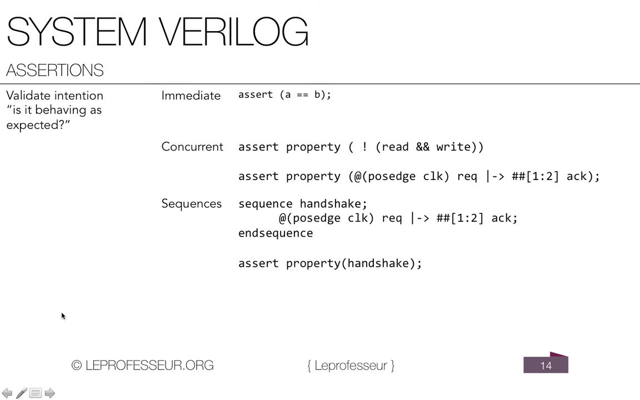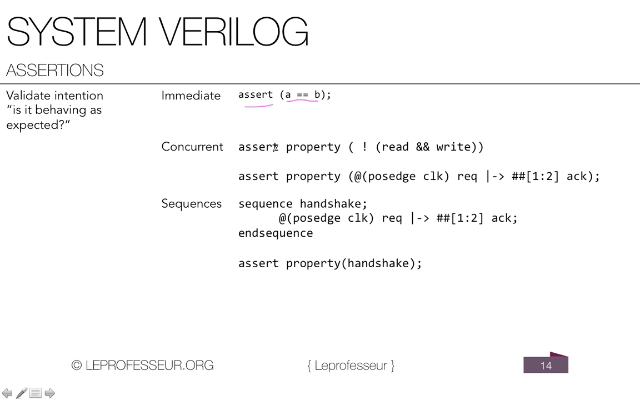Assertions. Assertion is another important feature. Assertions make sure that your intention is validated, that it is behaving as intended. For example, there can be different kinds of assertions. Immediate assertions means that A is equal to B. So as long as it is true, it will not give any warning or anything. But if for certain stimulus A is not equal to B, it means that this condition is not being fulfilled and your assert will issue a warning or error message.